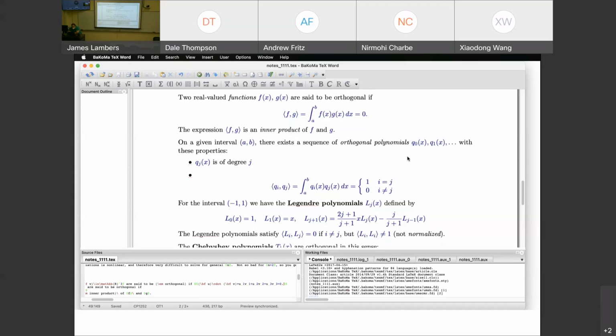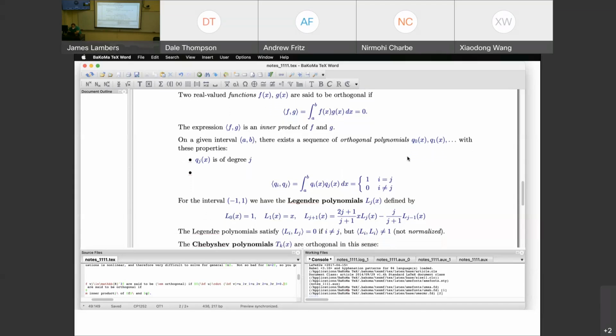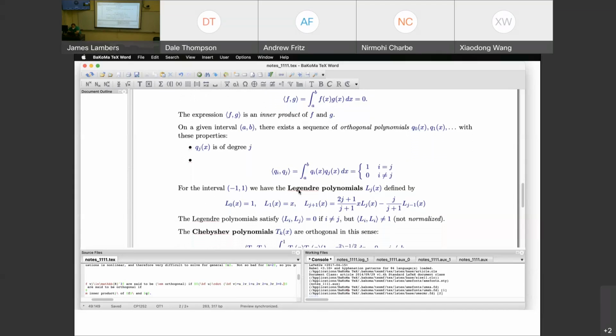Okay. So here are some well-known orthogonal polynomials. We have the Legendre polynomials. Legendre polynomials are orthogonal on the interval -1 to 1. So here, a would be -1 and b would be 1. And here are the Legendre polynomials. The first one is 1, then we have x. And then here we have a 3-term recurrence relation that describes each subsequent Legendre polynomial in terms of the previous 2.